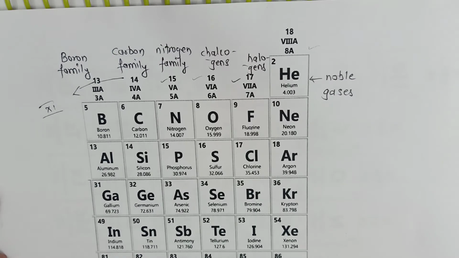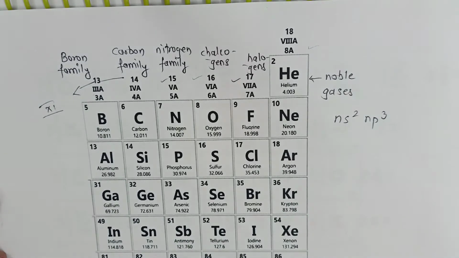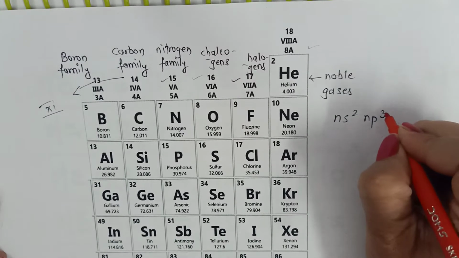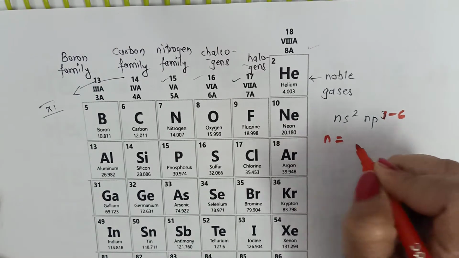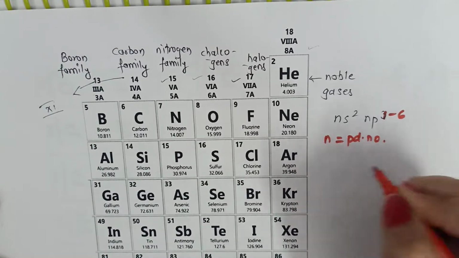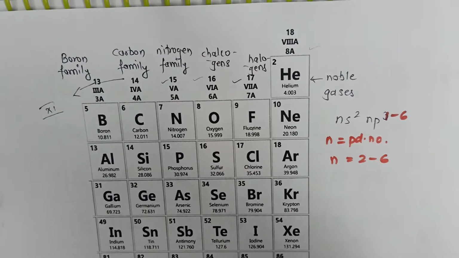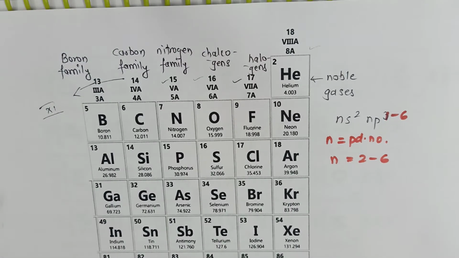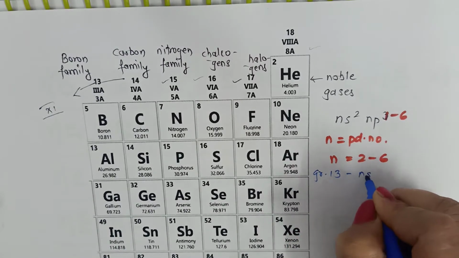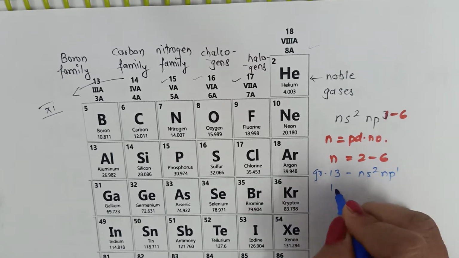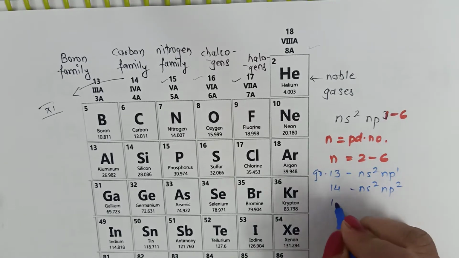Now all these P block elements, they have the general configuration ns2 np1 to 6, where n stands for the period number and n can be any period from number 2 to 6, and therefore we can assign the configurations. Group 13, it will have ns2 np1. Group 14, general configuration is ns2 np2.